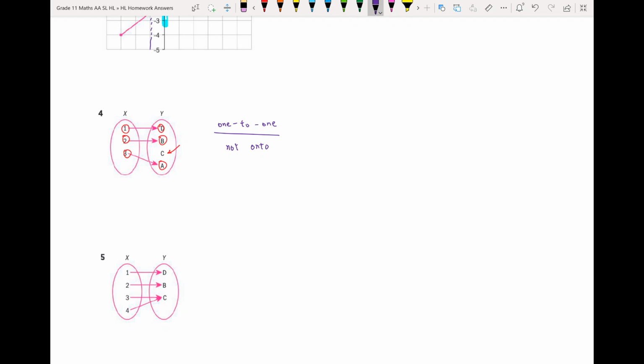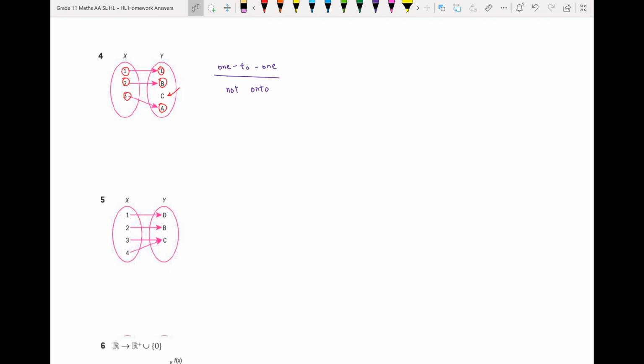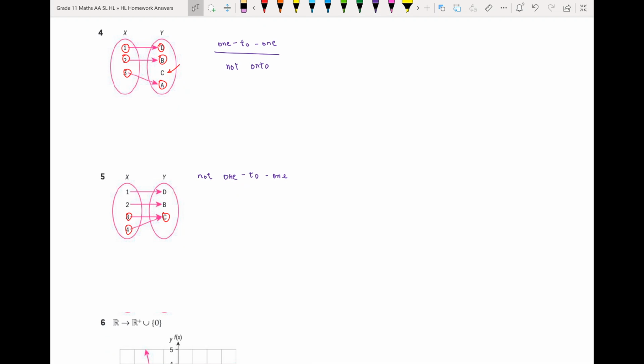So there's just one-to-one. Now if you take a look at 5, the difference here is C kind of has two people chasing around them. Okay, C is a lucky person. But unfortunately, this is not one-to-one just because of that. There's actually many-to-one, but not one-to-one. However, it is onto because all the elements D, B, and C, they all have an input that is pointing to them, maybe even more than one. So this is onto only.